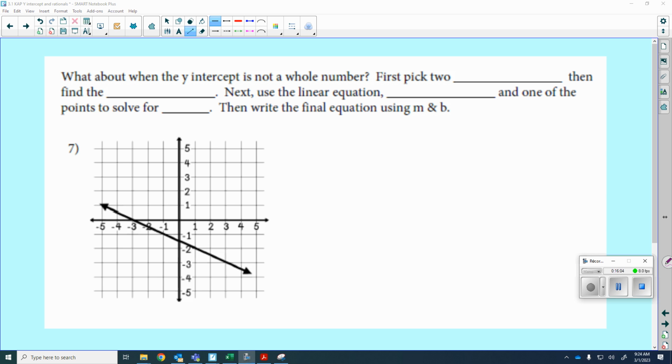So here's what we're going to do. First, we're going to pick 2 points. Then we're going to find their slope. And then we're going to use the linear equation. What is it? Y equals mx plus b, and one of the points to solve for b. Does this sound familiar to anybody? Sound familiar? This strategy? What does it sound like? Oh, come on.